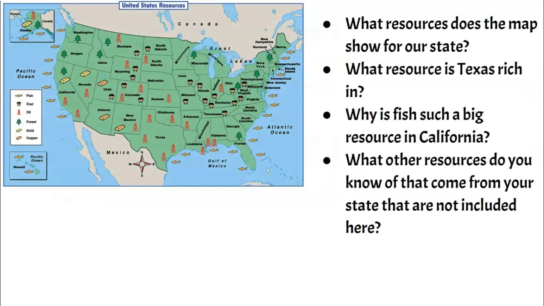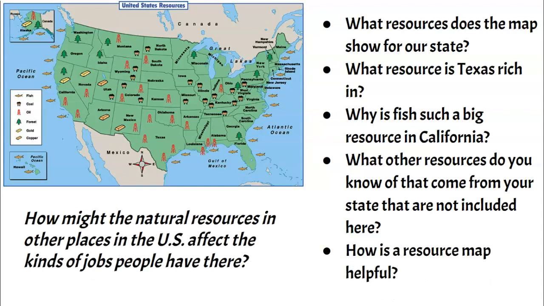What resources are shown for our state? Why is fish such a big resource in California? How can this help us? And a really important question, how might the natural resources in other places in the United States affect the kind of jobs people have there?